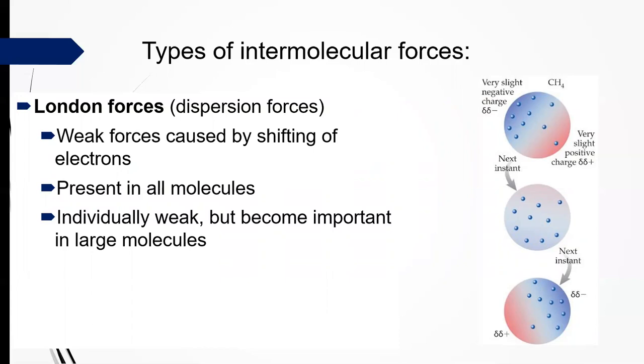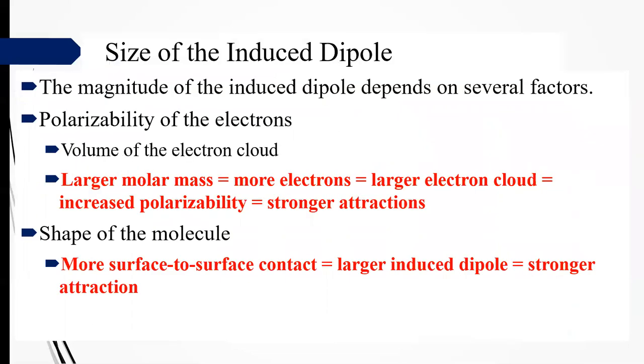So the magnitude of these dipoles depends on the volume of our electron cloud. The larger the volume, the more easily it is to polarize one side over the other, right? There's more space, more distance between the electrons, so they can swing more to one side than the other. Shape also has to deal with this for the molecule. The more surface-to-surface contact they have with the other ones, the more they can trigger dipoles on the other molecule to increase those attractions.